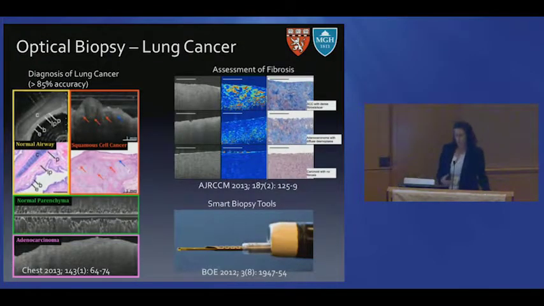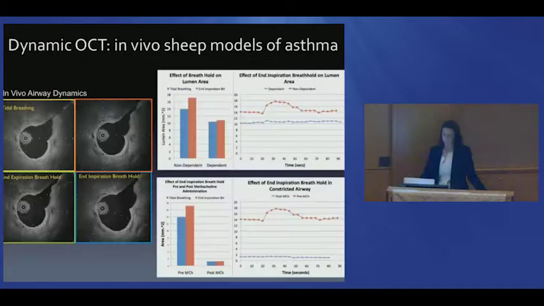So OCT, endoscopic OCT in general, was primarily developed with cardiovascular and GI applications in mind initially. And so the work that was done endobronchially in the lung was primarily focused on lung cancer, the early work looking to see if we could detect and diagnose lung cancer, early squamous cell cancer, if we could diagnose adenocarcinoma. And more recently, we've been looking at assessing pulmonary fibrosis and developing new smart biopsy tools to allow us to get to the periphery of the airway.